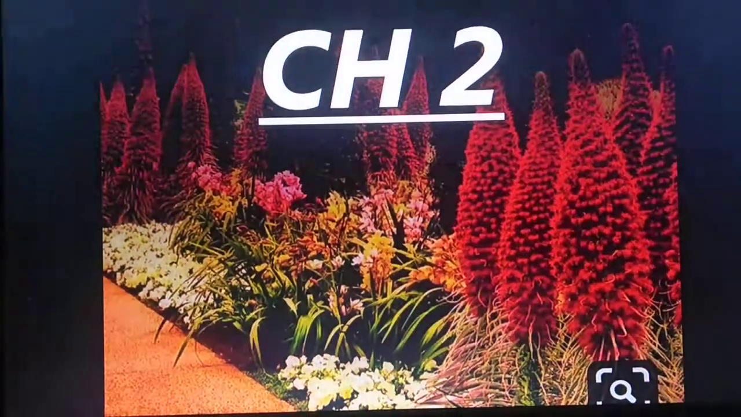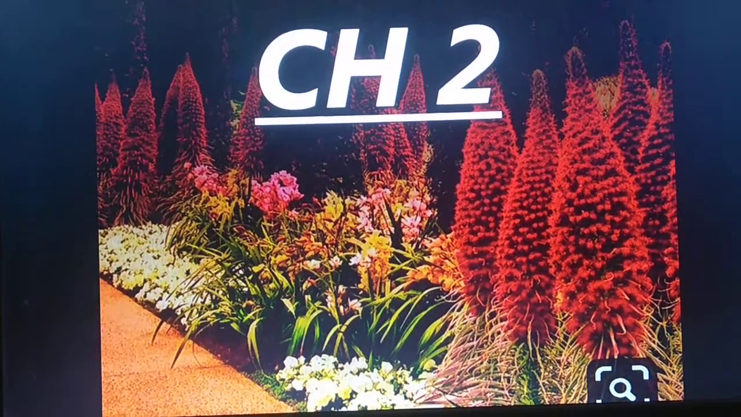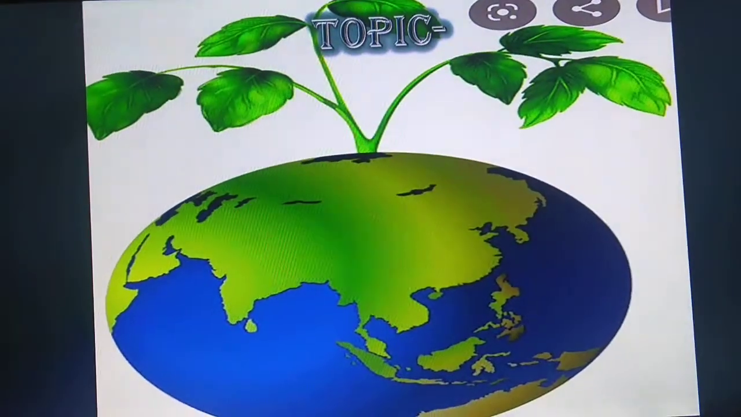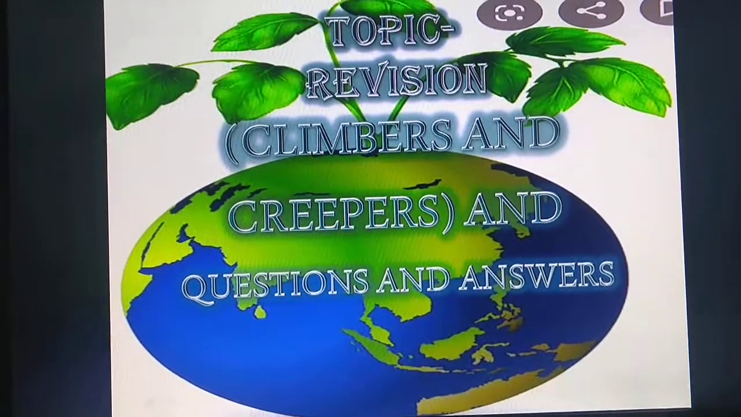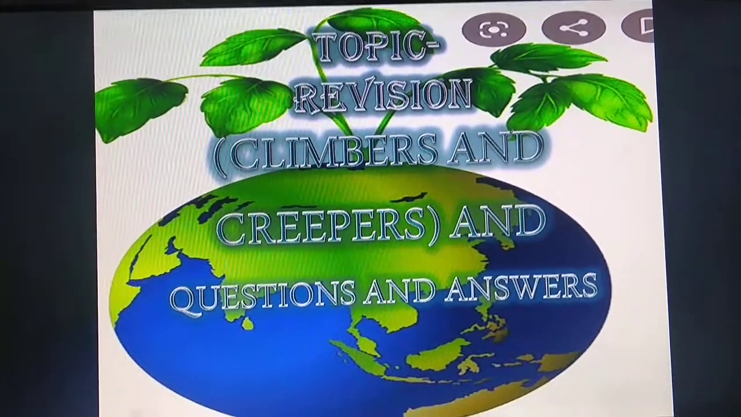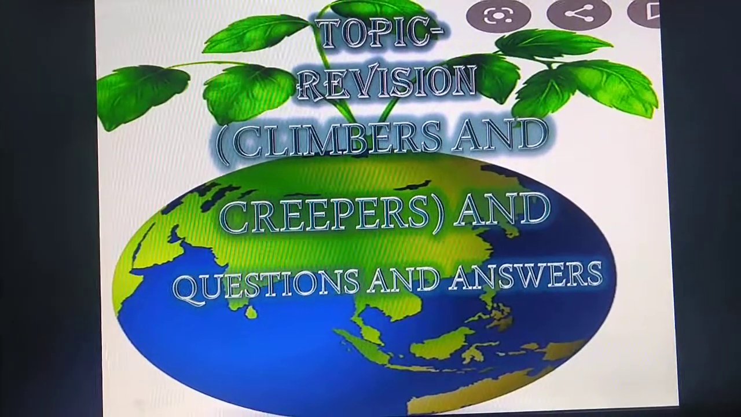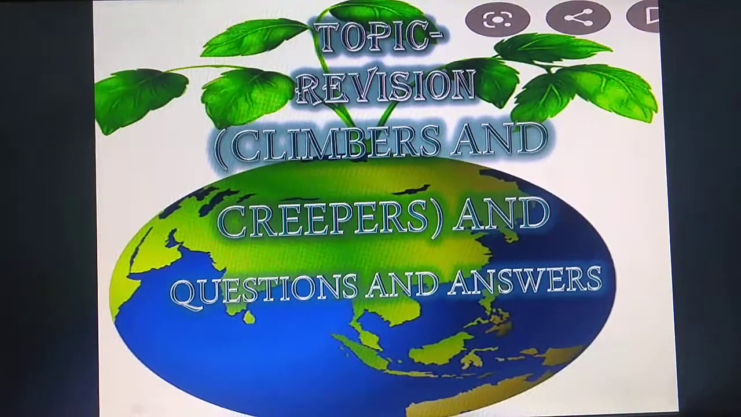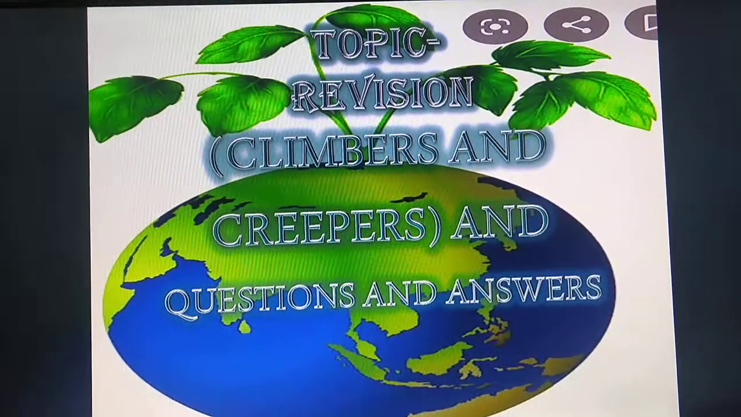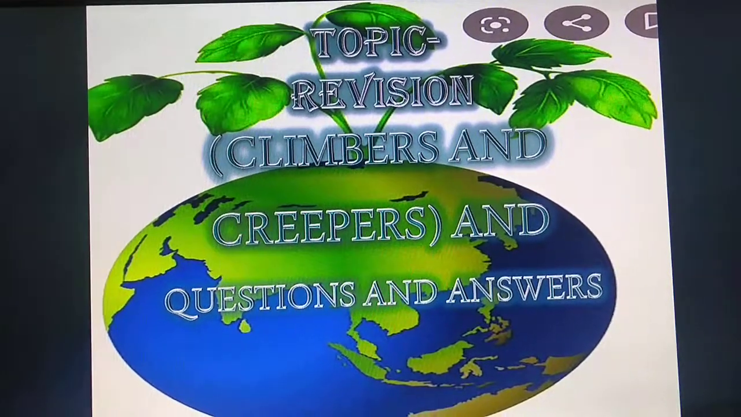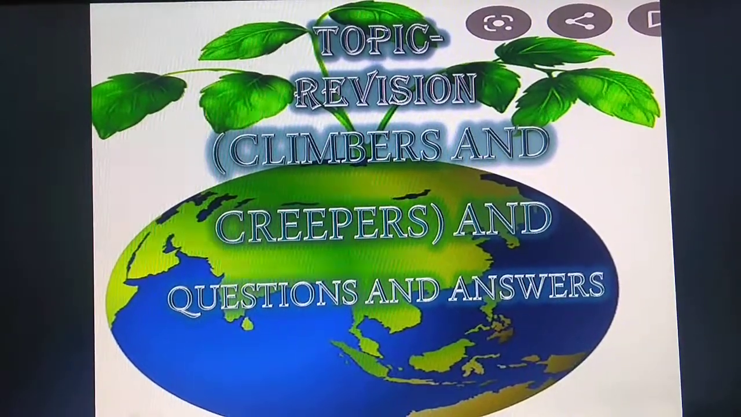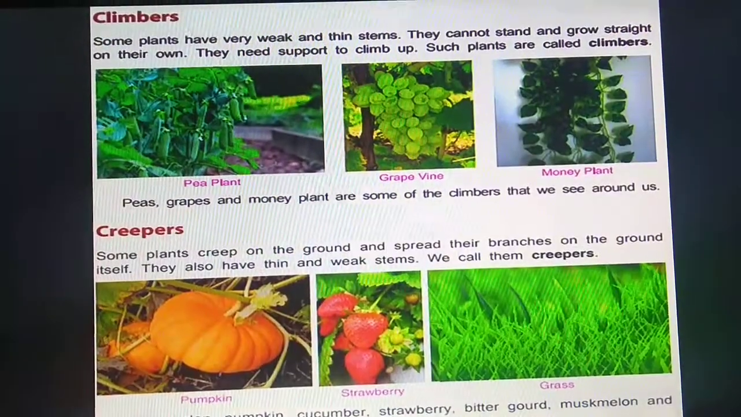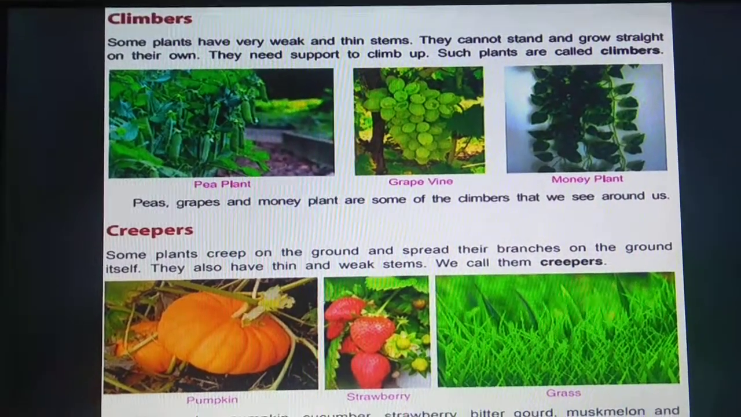In this class we are going to discuss the same chapter, that is plants around us, and the topic for today is climbers and creepers. Children, you have already learnt about climbers and creepers in previous classes. In this period, I am going to revise these two topics again and also the question and answers of the back exercise, that is part D. Answer the following questions in brief. And now this is only for revision, children.